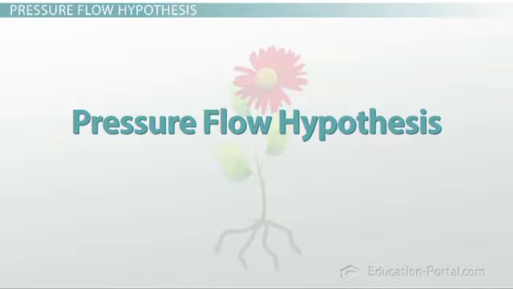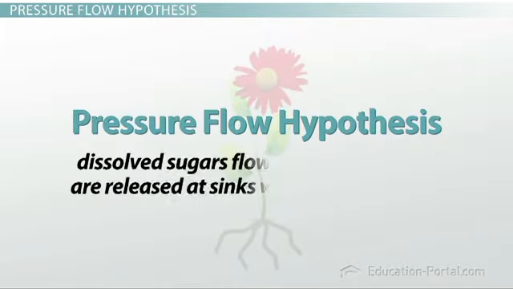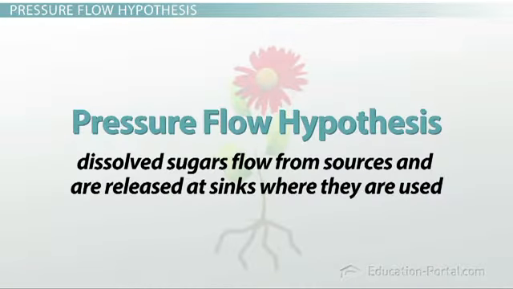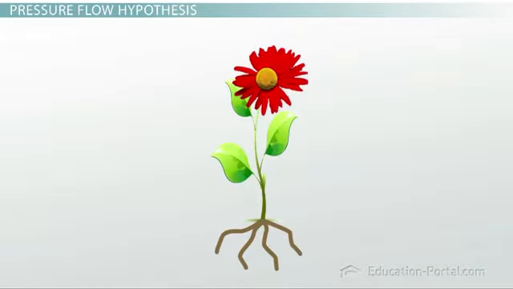The pressure flow hypothesis of food movement states that dissolved sugars flow from sources and are released at sinks where they are used. This means that dissolved sugars enter the phloem at sources, such as the mesophyll layer of leaves, and move through the phloem until they reach a sink, such as a growing root, where they are needed. This movement of sugars creates a pressure difference between the source and the sink, allowing for continued movement of dissolved sugars in the phloem. The pressure difference is sort of like supply and demand.